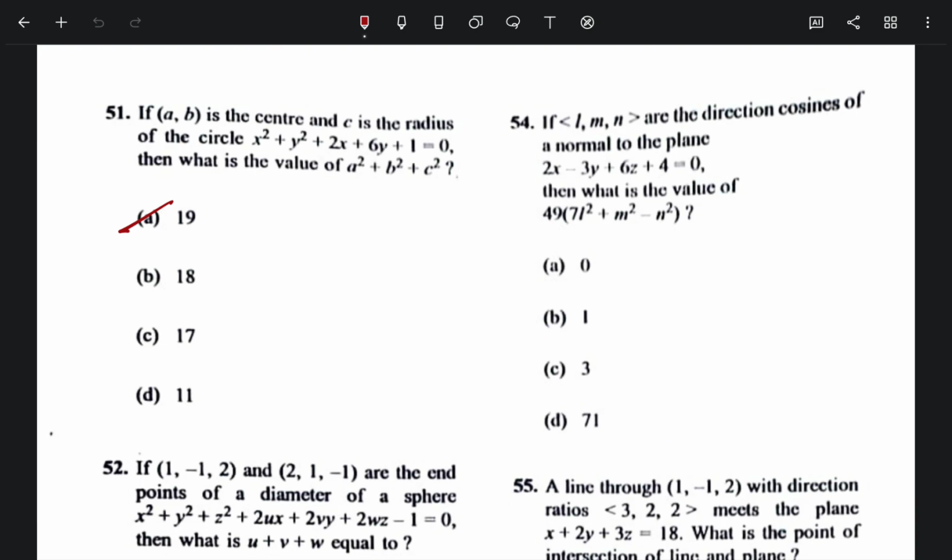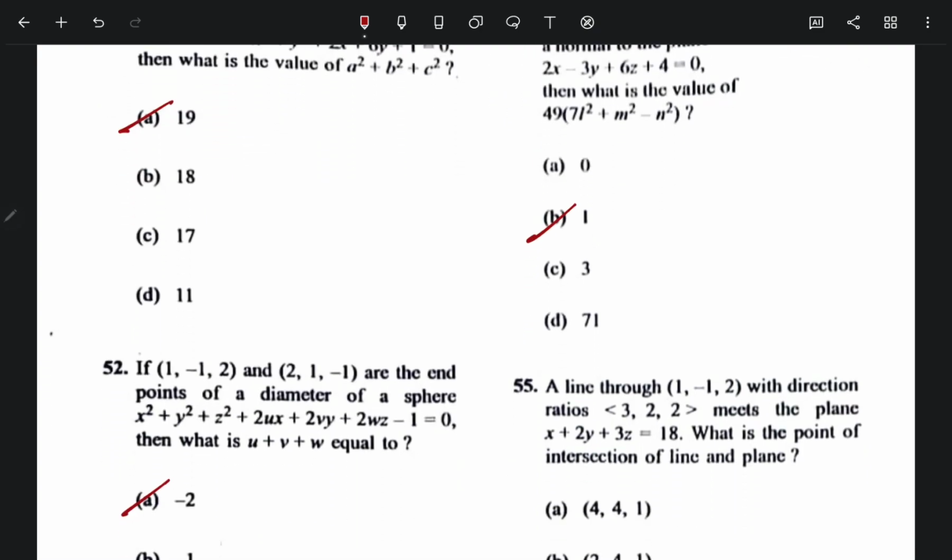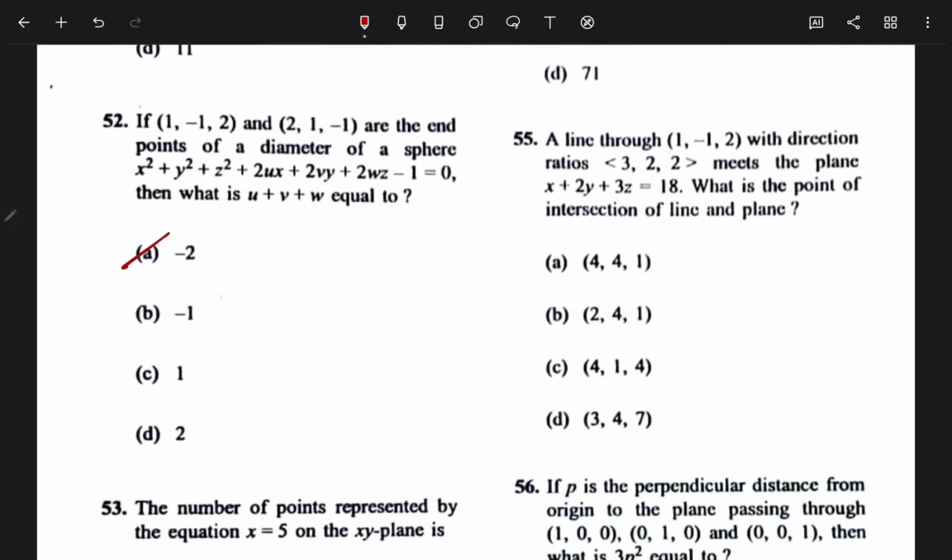54, just properties of direction cosines and direction ratios. The answer is going to be B. Then 55, the answer is going to be C. Again, same direction ratios, and you apply it in the intersection of a line and a plane. It's going to be very easy.